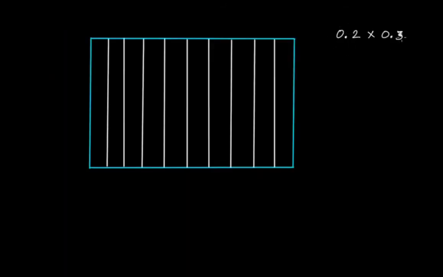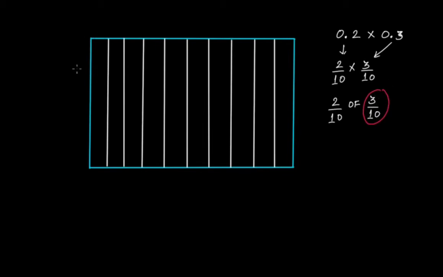Let's discuss this one. This is 0.2 multiplied by 0.3. Now this 0.2 can be written as 2/10, and this 0.3 can be written as 3/10. What does it mean? It tells us that you have to take 2/10 of 3/10. First look at this fraction. What does this fraction tell us?